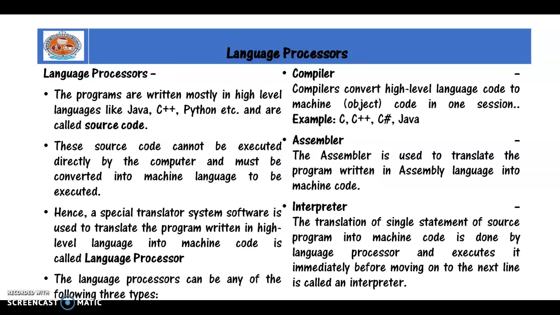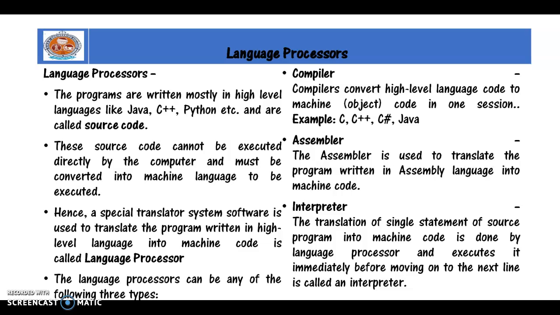Then coming to language processors. Before going to that, we already know what is meant by a language, right? It must be an English language, or a language understandable by the machine, or some programming language which acts as an intermediate between human and machine. Take an example of C, C++, Java, Python, whatever it may be, they are high level languages, right?